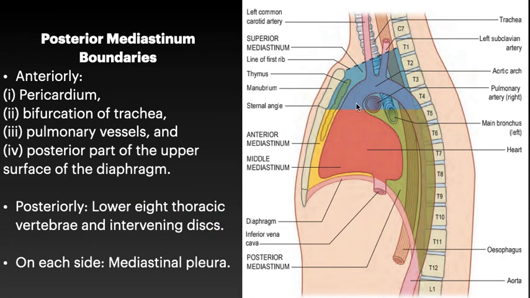Now let's come to the posterior mediastinum. First, the boundaries. Anteriorly, it is bounded by the pericardium, the bifurcation of trachea, pulmonary vessels, and the posterior part of the upper surface of the diaphragm. Posteriorly, the lower 8 thoracic vertebrae and its intervening discs from T5 to T12, and on each side bounded by the mediastinal pleura.